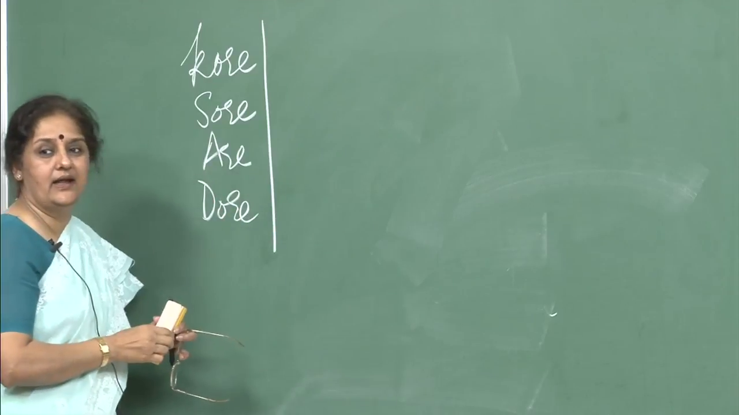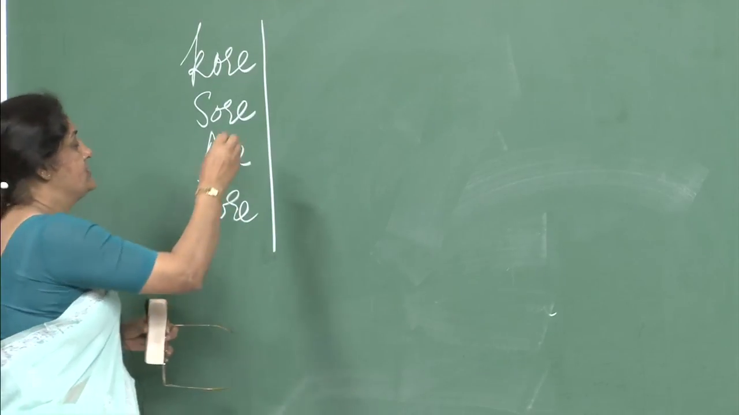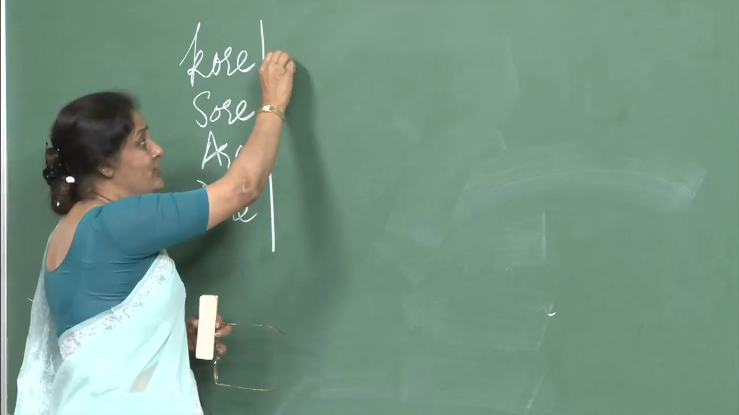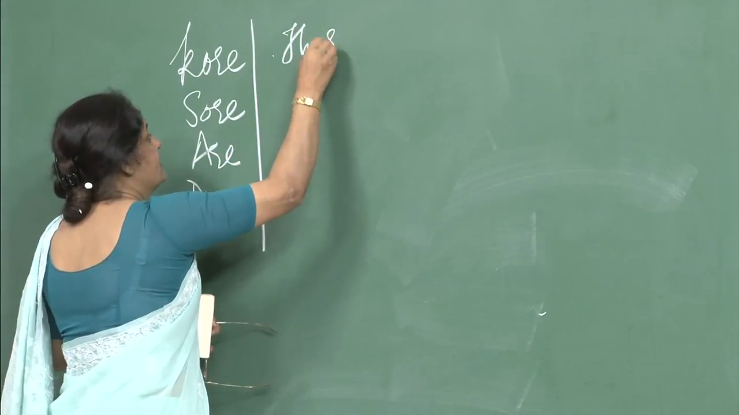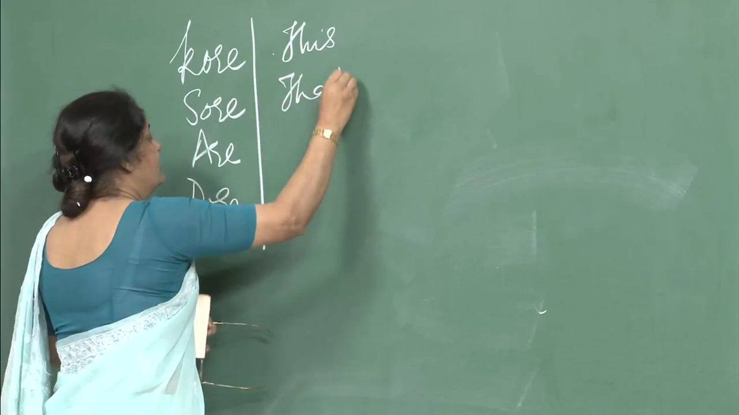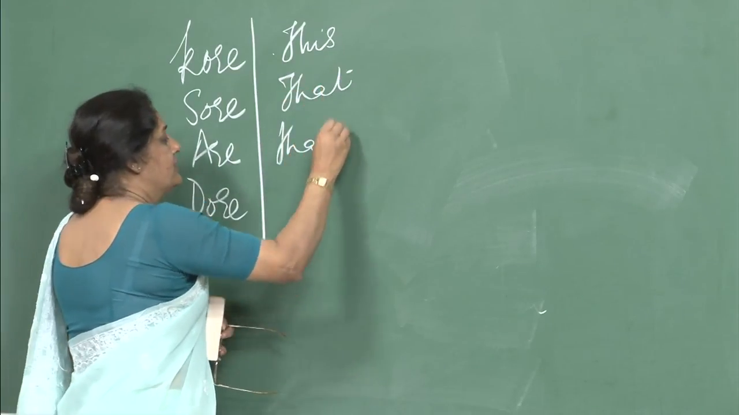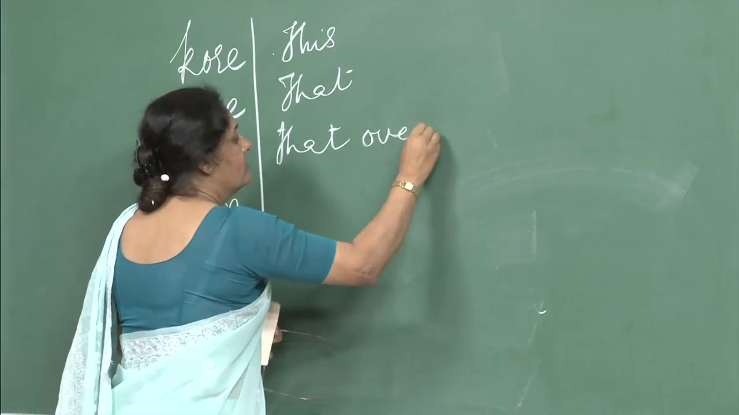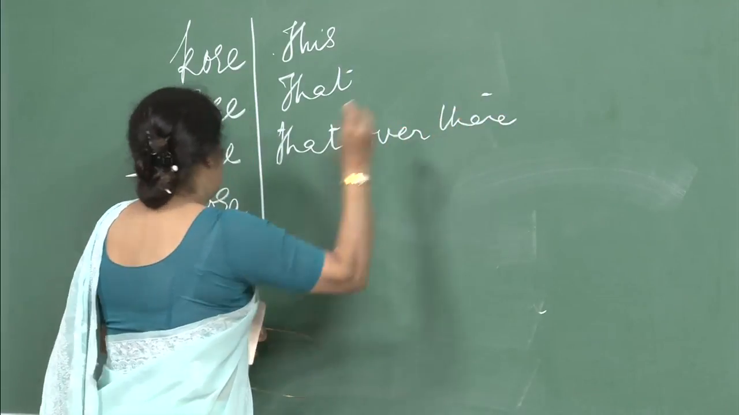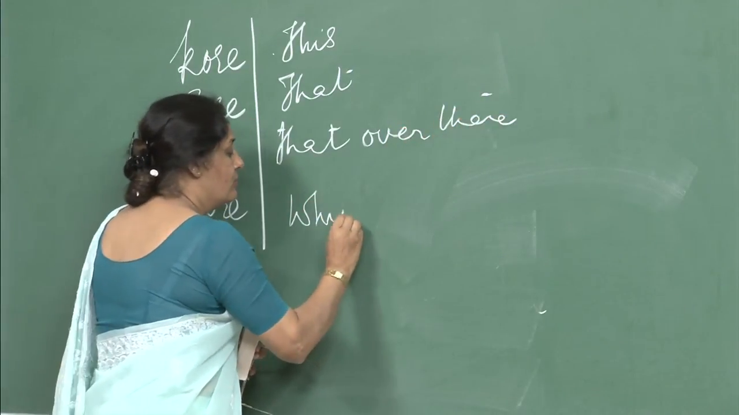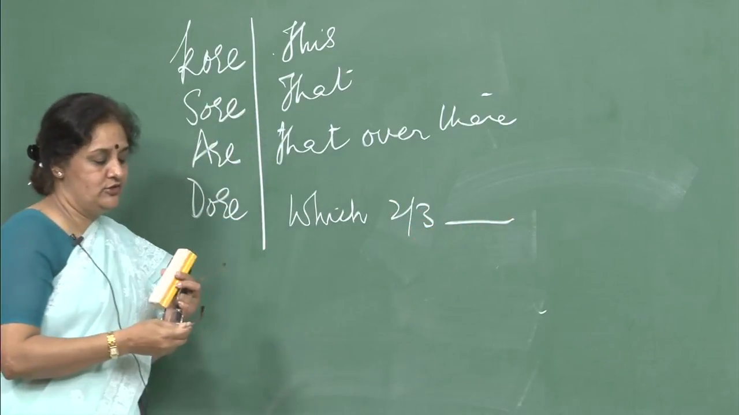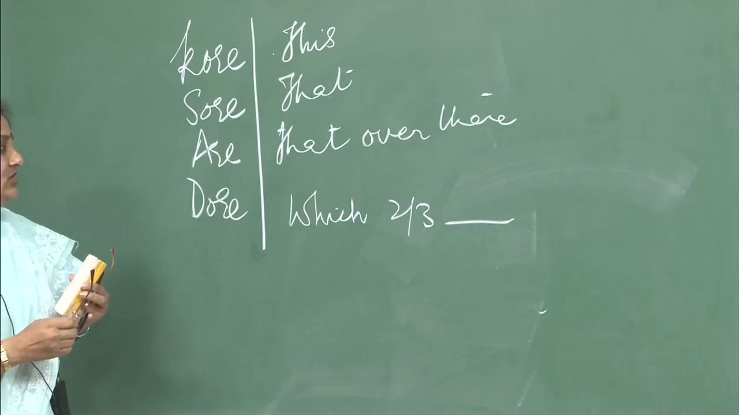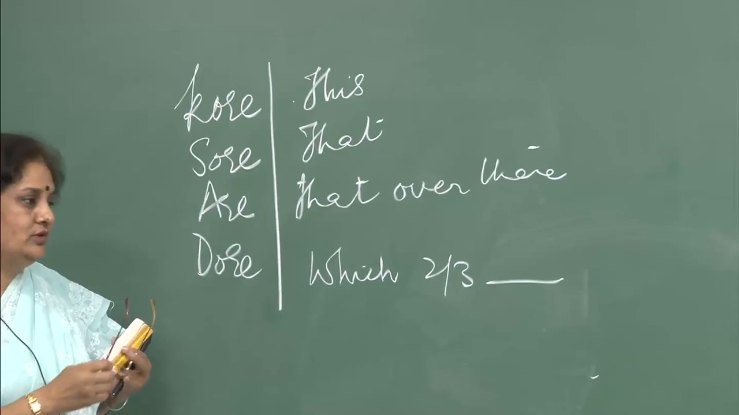Kore, sore, are and dore. Now these are demonstrative pronouns. Kore means this, sore means that, are means that over there, and dore means which of the two or three objects which are being shown to you.